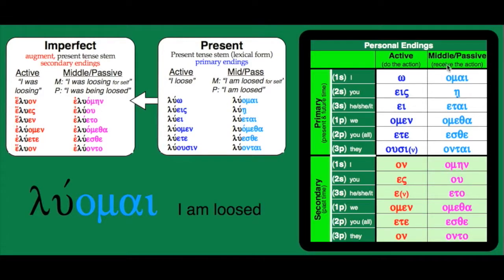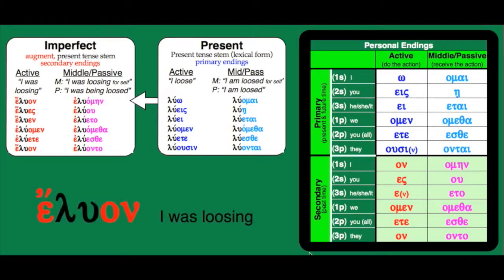It's middle or passive, okay? One or the other. We'll just talk about the passive since the middle translation is actually very rare. So let's just talk about passive. And remember, if something's passive, it receives the action. So rather than I loose, it would mean I am loosed. See, it's happening to the I here. Still first person singular, still in the present, so it's I am loosed.